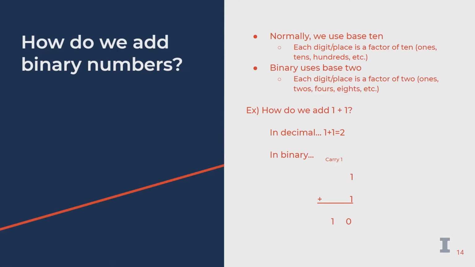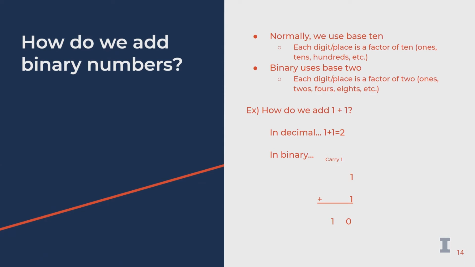So now we're not thinking about Boolean algebra. We're trying to add numbers now, right? Normally when we're adding numbers, we use regular numbers that go from 1, 2, 3, 4, 5, 6, 7, 8, 9. That's base 10. We have 10 digits from 0 to 9, and each digit or placeholder is a factor of 10. We have our ones place, our tens place, our hundreds place. Those are all factors of 10.